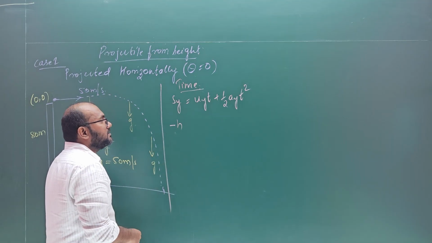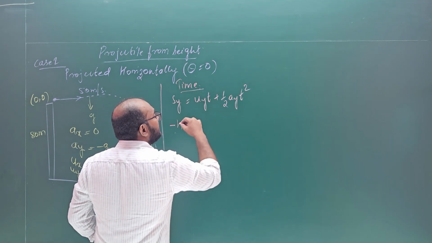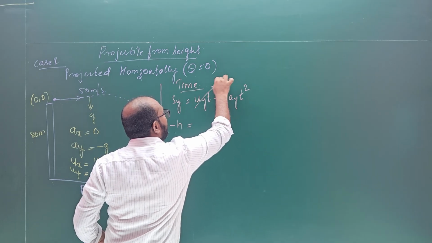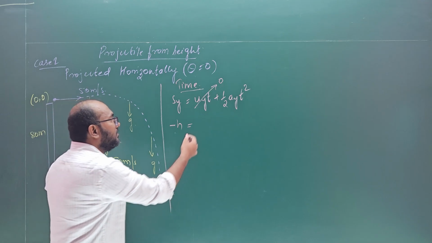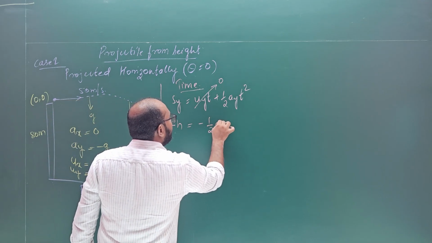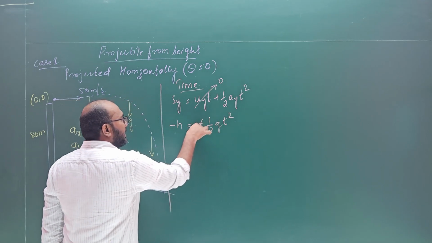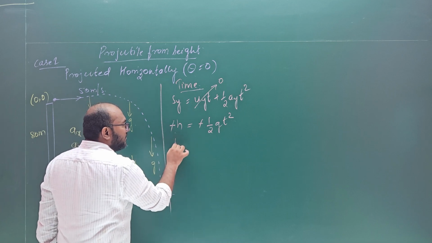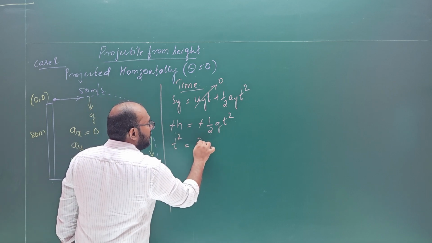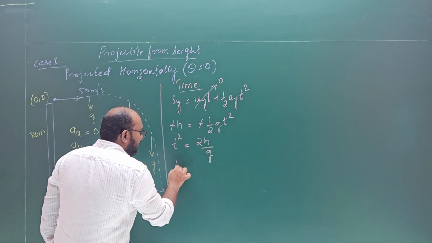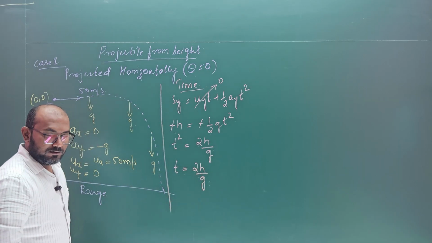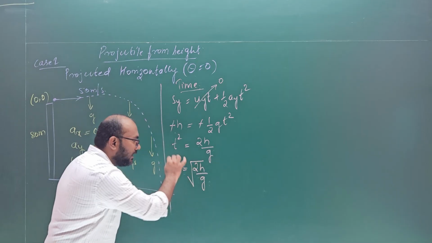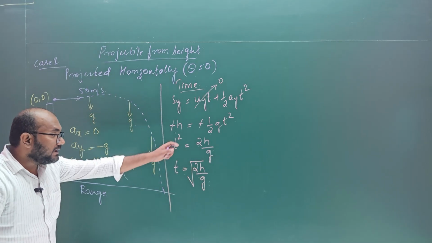Minus h. Or this can also be written as, what is the initial velocity along y-axis? 0. So this can be cancelled out. So left out is minus half g t square. Or can I cancel this minus and minus? Left out is t square, which equals 2h upon g, or t is nothing but, sorry, under the root 2h upon g. Can I say that?